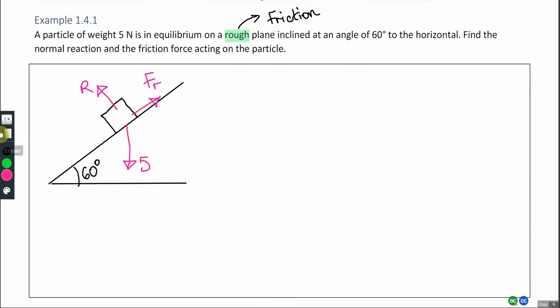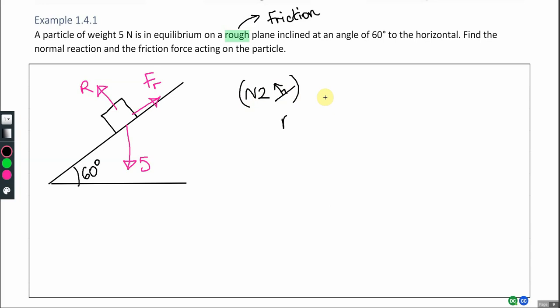So we're going to resolve in two directions. Resolving is the same as doing Newton's second law. I'm going to start by resolving perpendicular to the slope. Tell the examiner what you're doing. N2 stands for Newton's second law. This little arrow with a right angle means I'm working perpendicular to the slope.